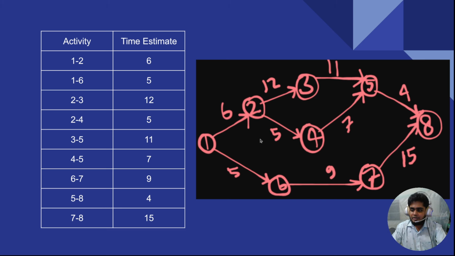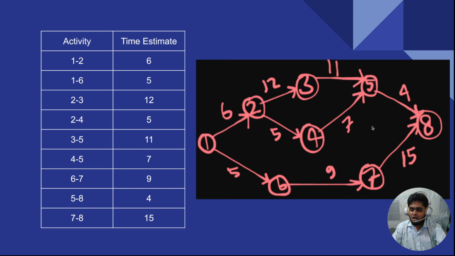Okay, after completing the critical path diagram, you have to check how many ways you can reach 1 to 8. So this is one way: 1 to 2, 2 to 3, 3 to 5, and 5 to 8. The second way is 1 to 2, 2 to 4, 4 to 5, and 5 to 8.